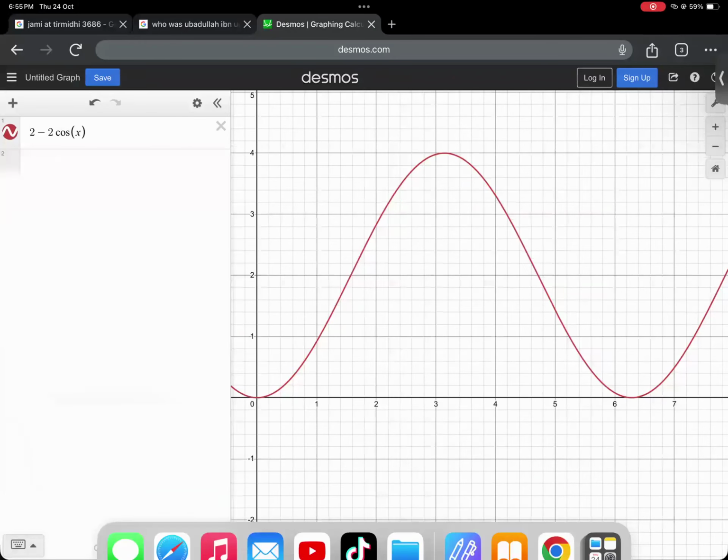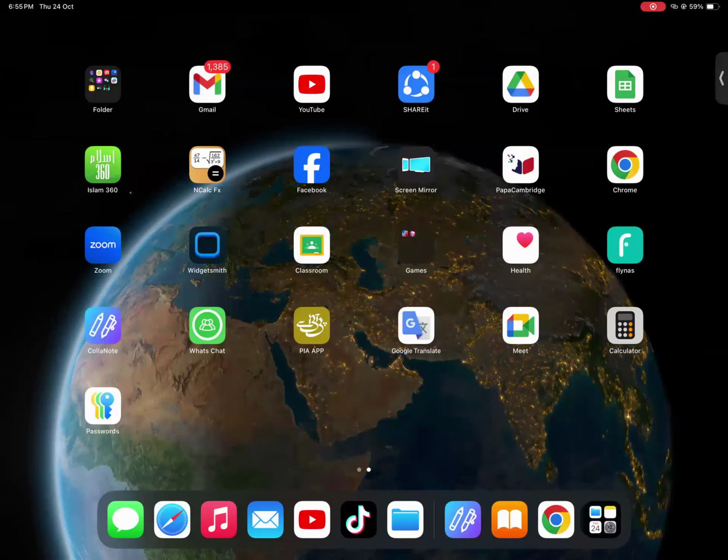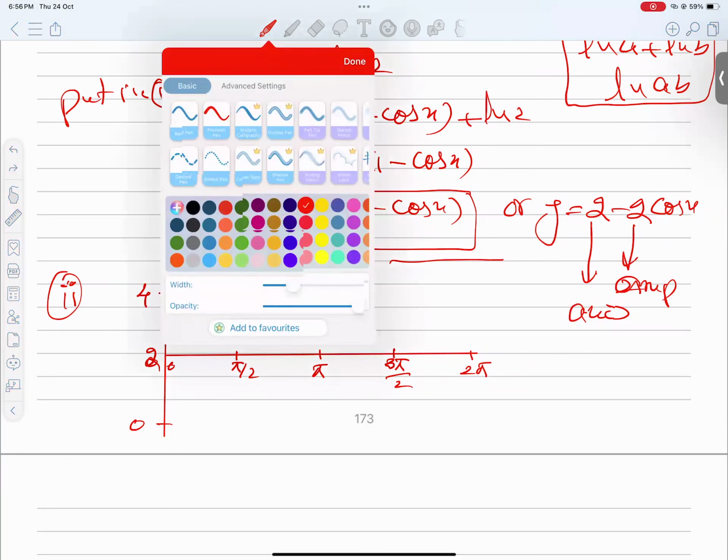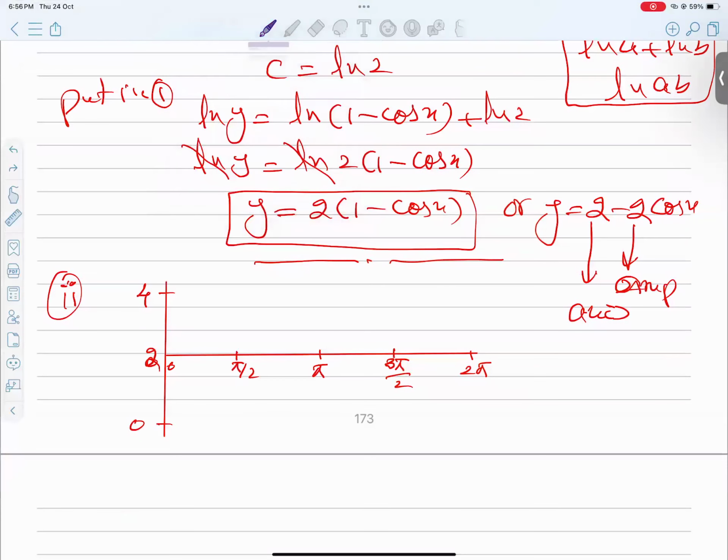But let's say you don't know, you can type different numbers in the calculator. How? Put 0 in this place and get the number. Plug in pi by 2 and get the number. Plug in pi and get the number. 3 pi by 2, plug in, get the number. So as a teacher, I know it. When I plug in 0, I get a 1. So I get ultimately 2 minus 2 becomes 0. So this is my first value.